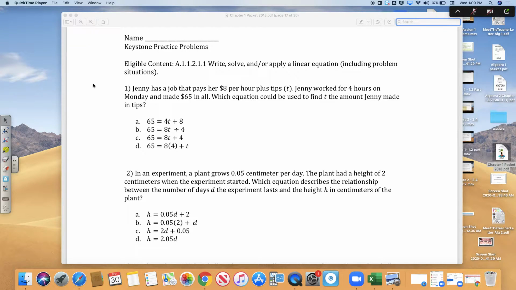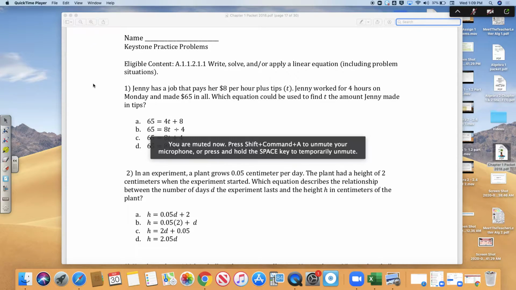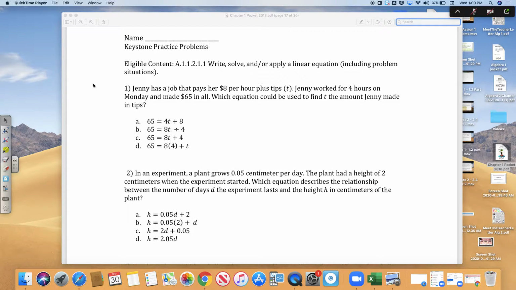All right, let's go over some Keystone problems. With Keystone related problems, it's really important that we use test-taking strategies to help us when possible. That means if we have a multiple choice question, there's going to be 4 options there. One of them is the answer.